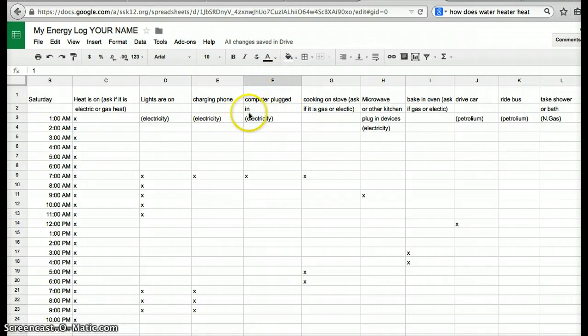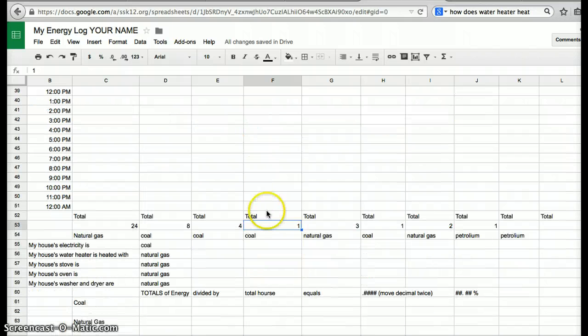Well, computer being plugged in takes electricity. So I'm going to use this column for electricity. I'm going to say I know that my electricity comes from coal, from our coal plant. Great. So I have now put all those in.